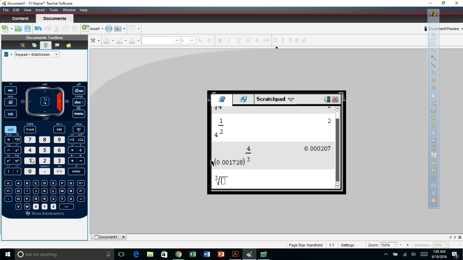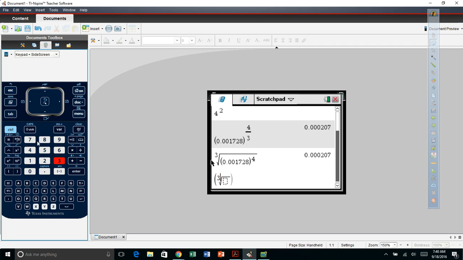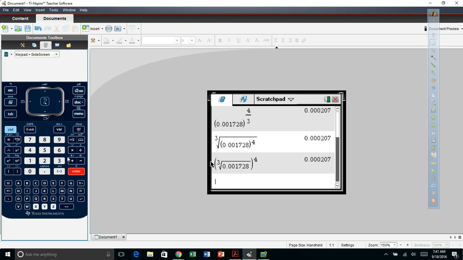And we'll do 0.001728, and then we'll take the cube root. Okay. Well, I showed you another way as well. How about you open up the parentheses, and we take the cube root of 0.001728, and then we take that to the 4th power. Okay, it works. They all give you the same answer.